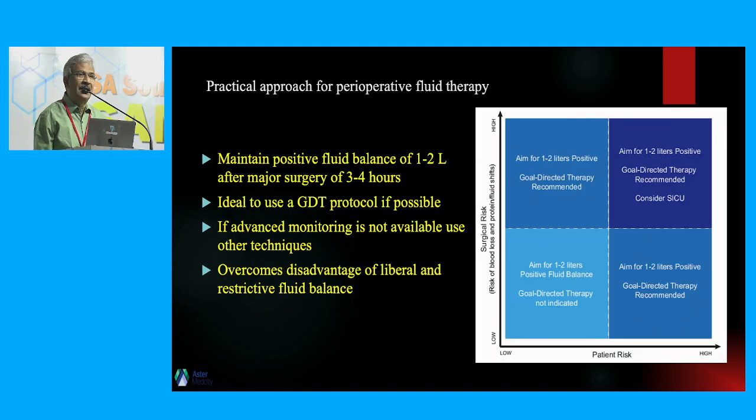So the other thing, as I said earlier, too little, too much, both are harmful. What is the present concept? The present concept is that you give somewhere between. That means most of the major surgeries, if at the end of your major surgery you have a patient who is just positive by 1 to 2 liters, then that is the best situation that you can achieve for the post-operative care.